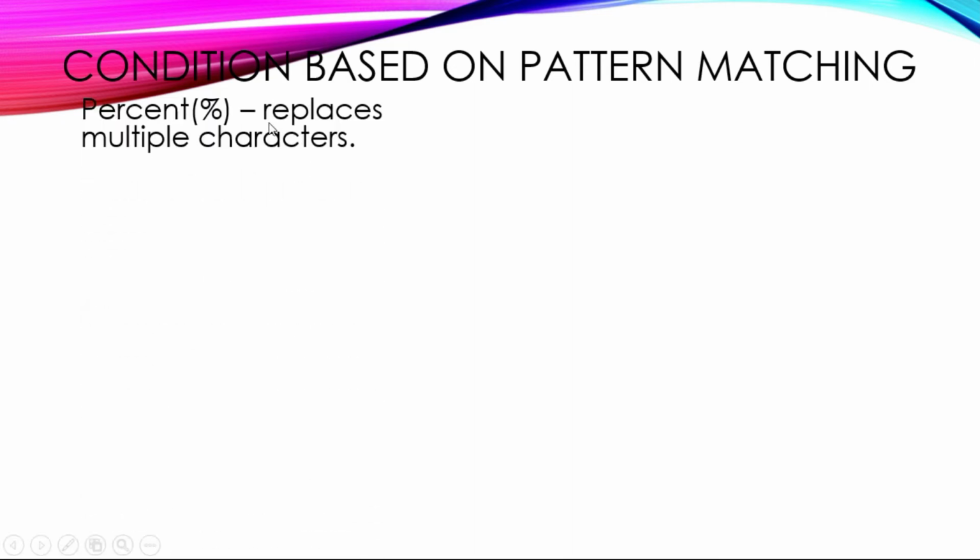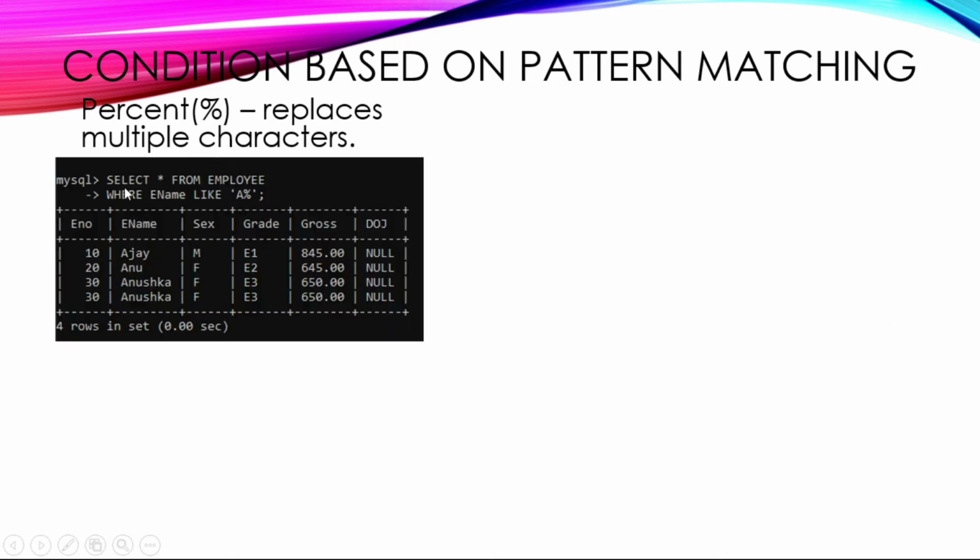Condition based on pattern matching. Whenever it comes to pattern matching, there are two wild characters. First is percentage. Percentage replaces multiple characters. एक से ज़्यादा character this character will replace. Here is the query. Select star from employee where ename like. Whenever you're using pattern matching, you're going to use the keyword like. It is a character, so I'm enclosing it in single quotes.